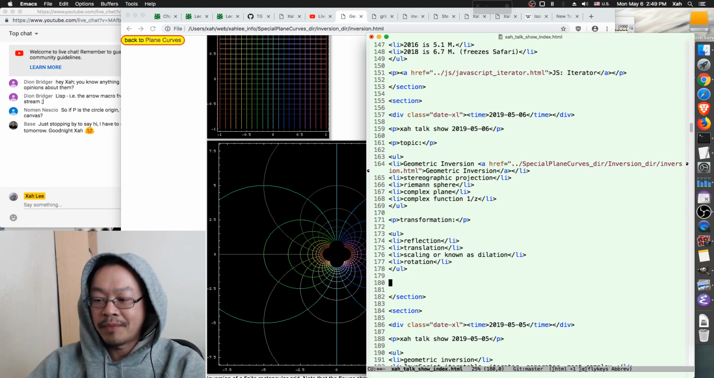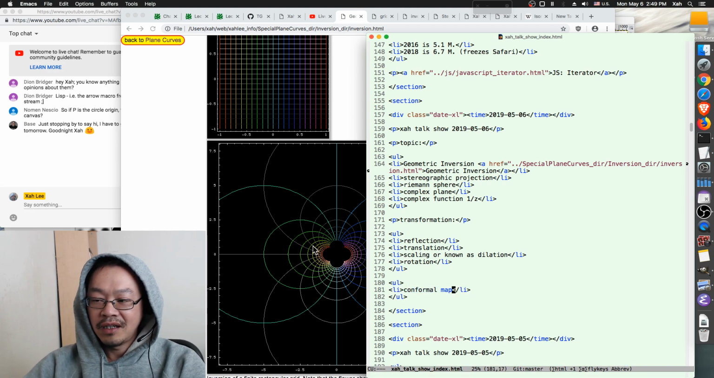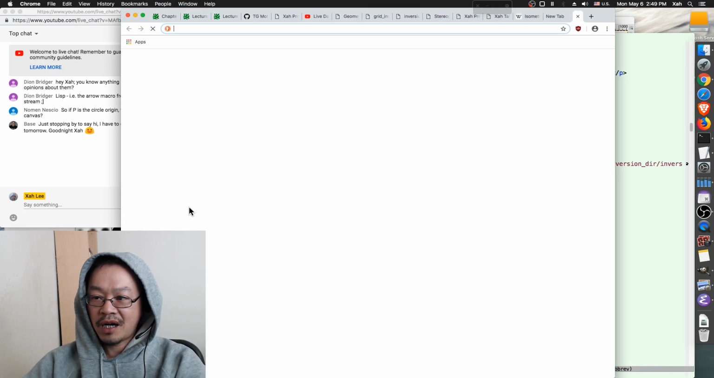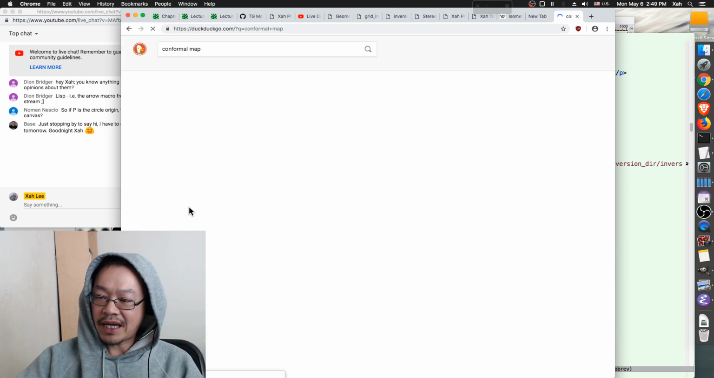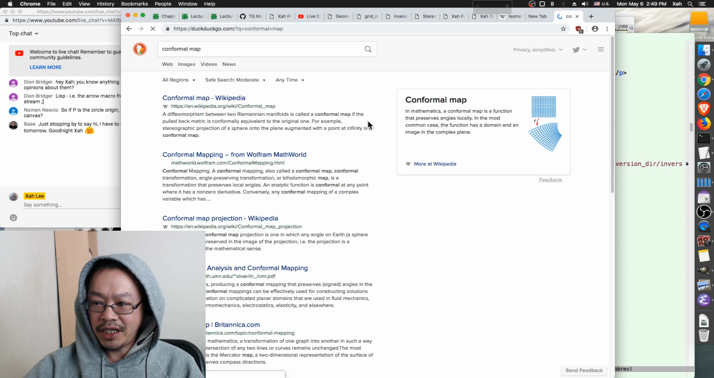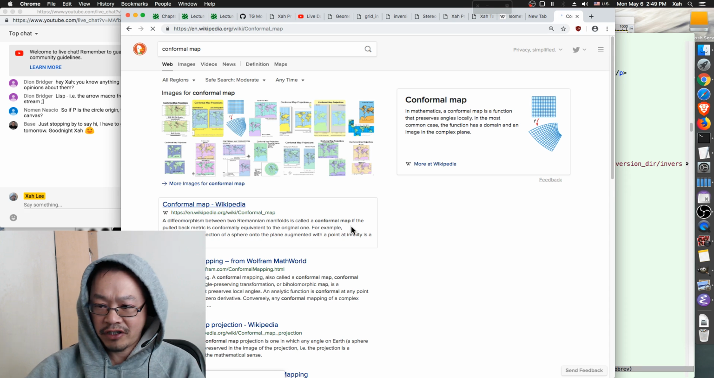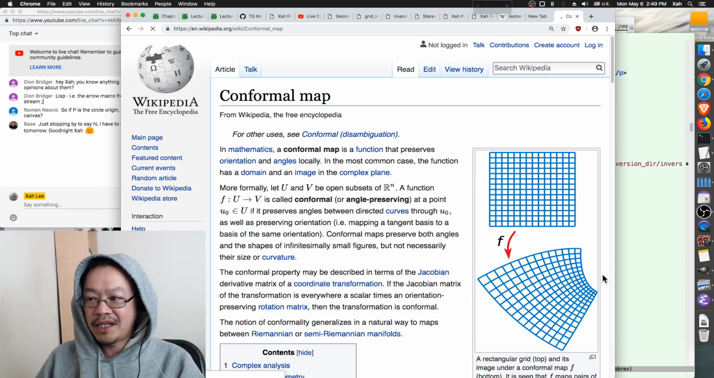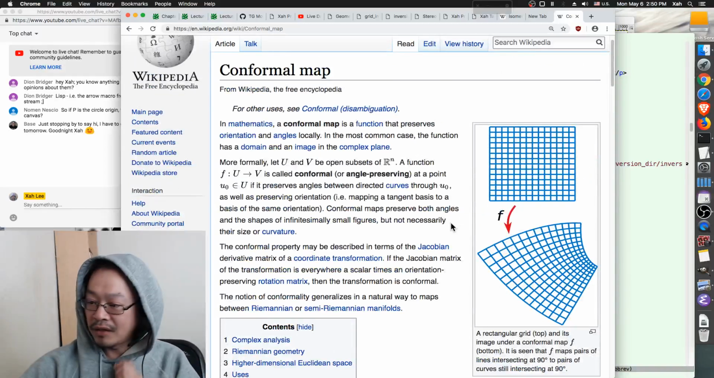the word conformal map, okay, that's the word. Let's go to Wikipedia, and you can start to see it relates to complex analysis. The whole branch of math is based on this idea: Mobius transformation, conformal map, derivatives of complex functions, and so on. You can read it offline.